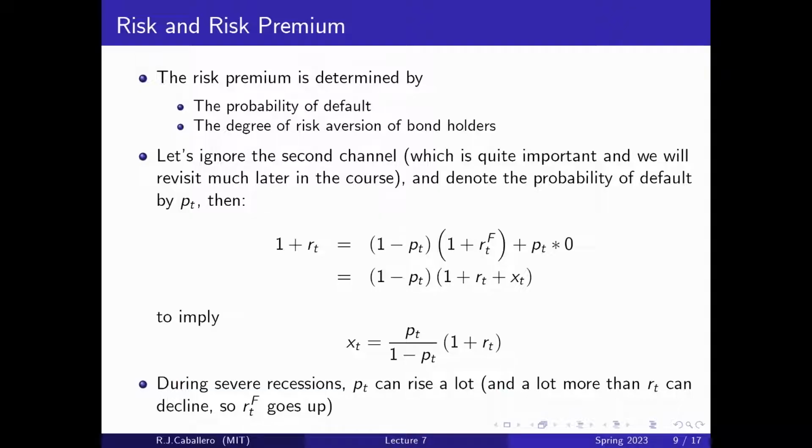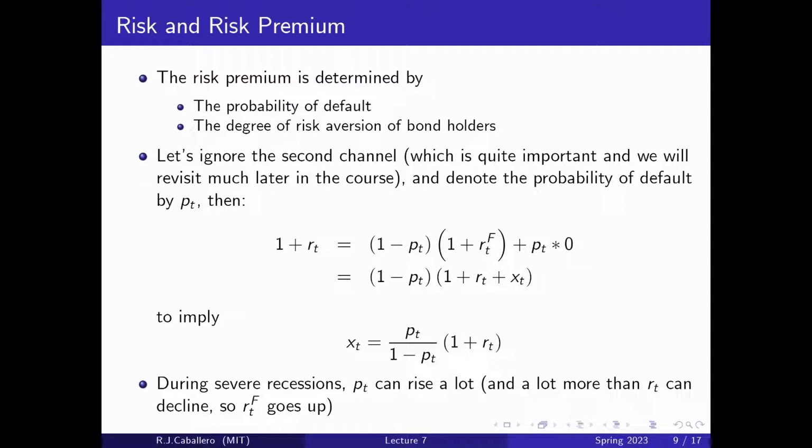So the risk premium, that X there, is determined by two things essentially. In the case of bonds, there are also risk premiums in equity. But in the case of bonds, one thing is the probability of default. I mean, it may be that the firm doesn't honor those bonds and defaults on them. So one thing is the probability of default. The other one is the degree of risk aversion of bondholders.